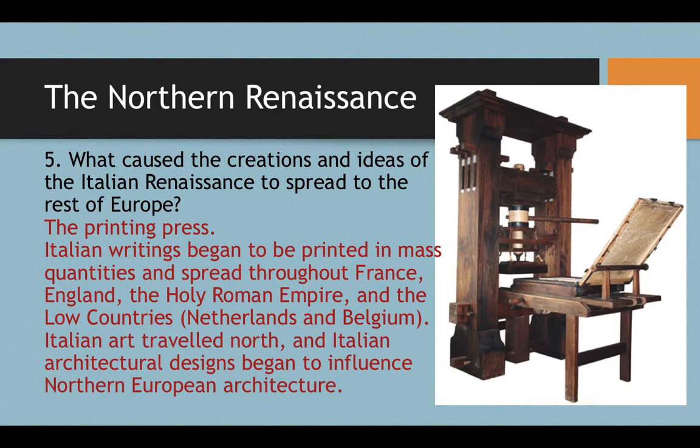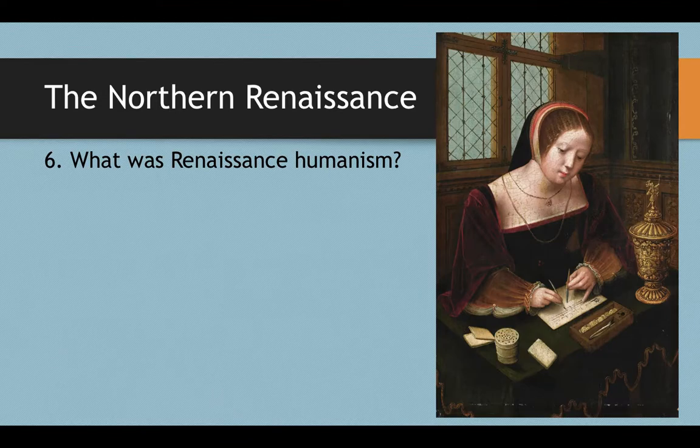And Italian art also traveled north, and Italian architectural designs began to influence Northern European architecture, and you start to see all of the different types of art and architecture and writings that were brought back in Italy. You see that being spread throughout Europe, and eventually it would spread throughout the world.